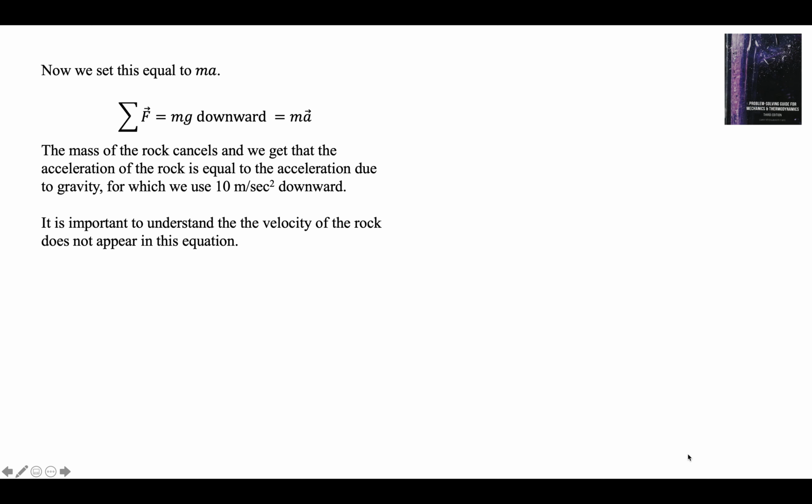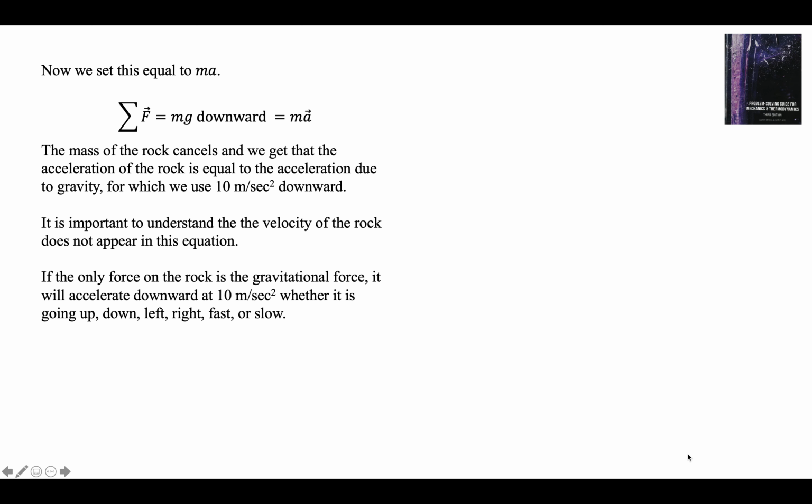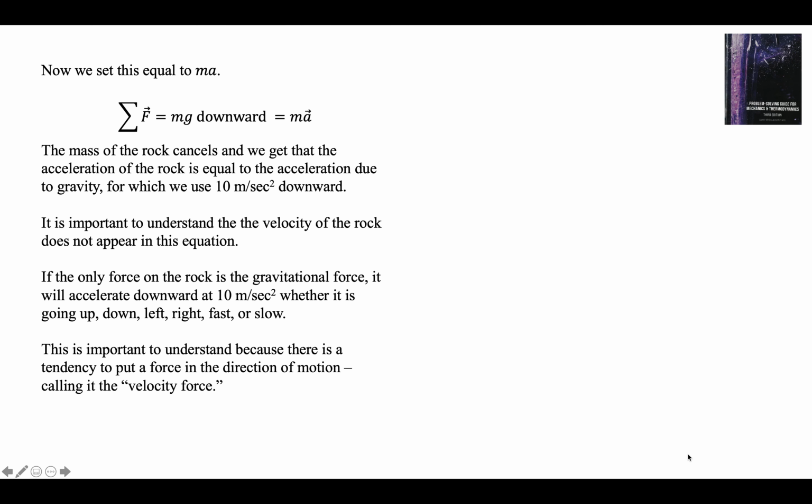None of that information. The velocity of the rock does not appear in this equation. The initial angle we threw it doesn't matter, whether the rock's moving up, down, whatever. If the only force is the gravitational force, the rock is going to accelerate downward 10 meters per second squared, whether it's going up, down, left, right, fast, slow. It could be stopped. It could be at the peak. If it's in the air and there's no drag, it's accelerating downward at 10 meters per second every second.